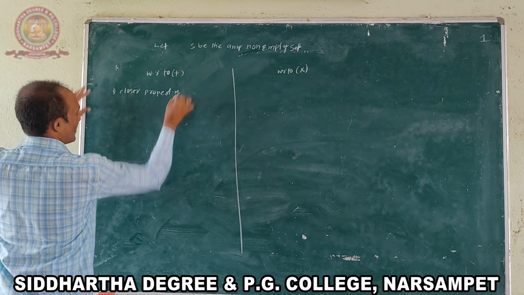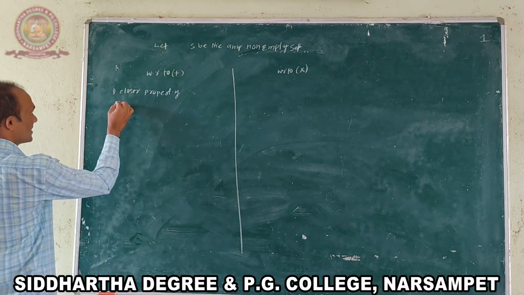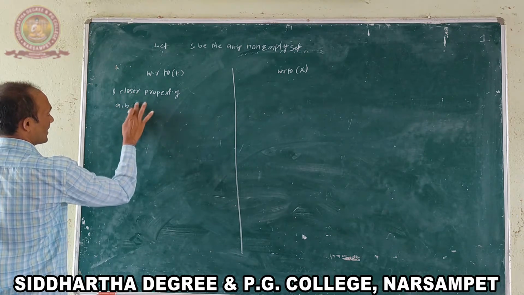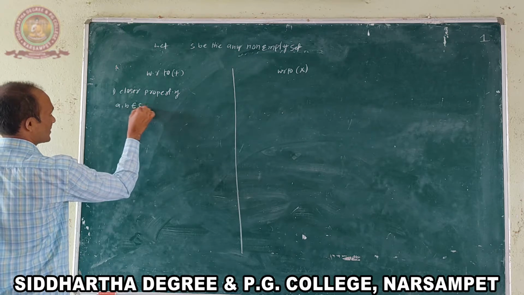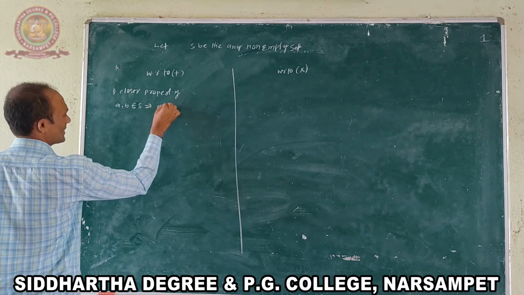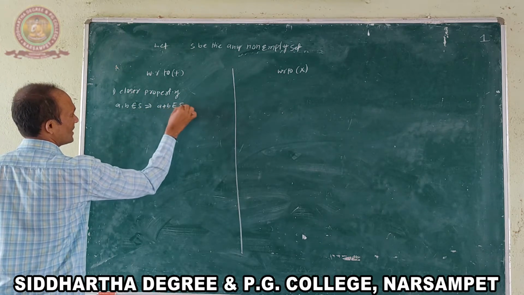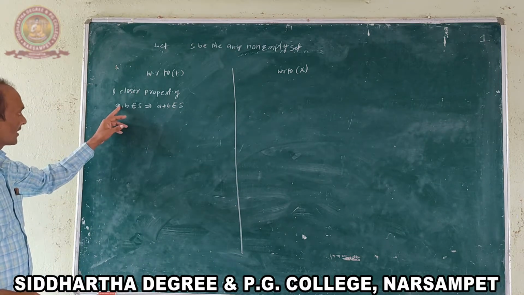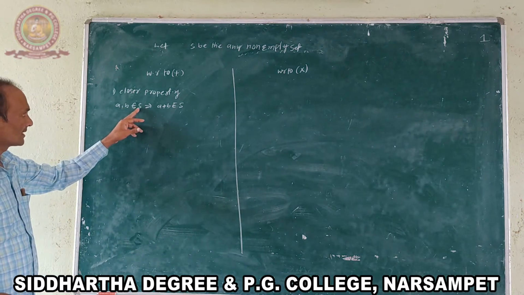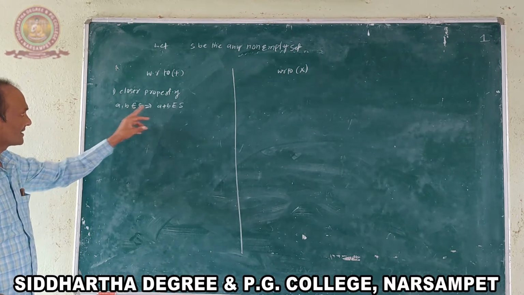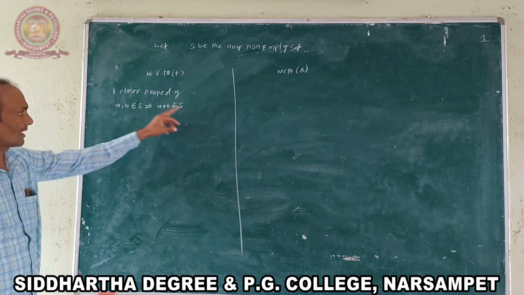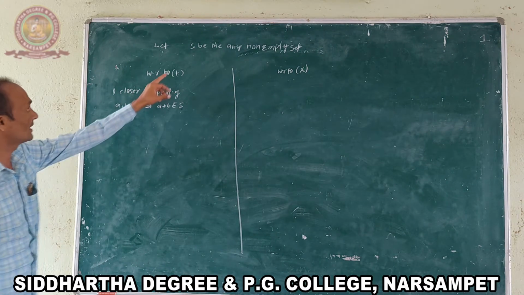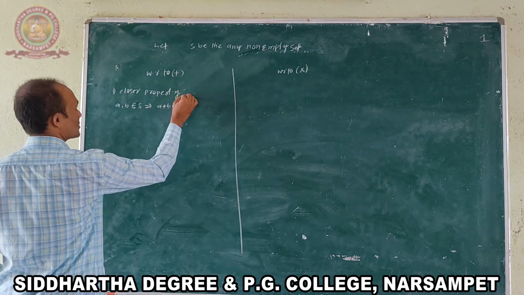Closure property: a, b which belongs to S implies a plus b belongs to S. This means a, b are any two elements belonging to S, and the sum of these two elements also belongs to S. So S satisfies the closure property with respect to addition.